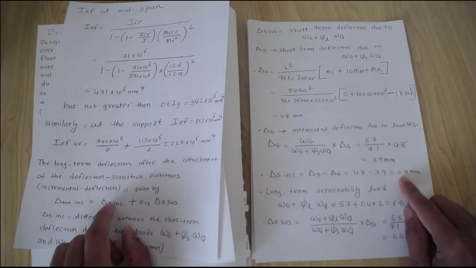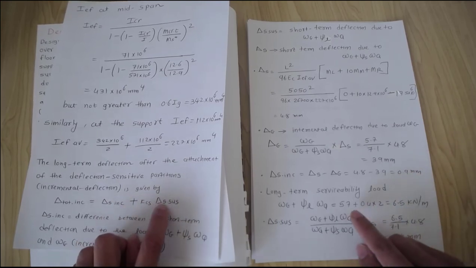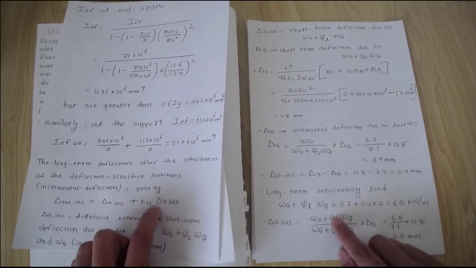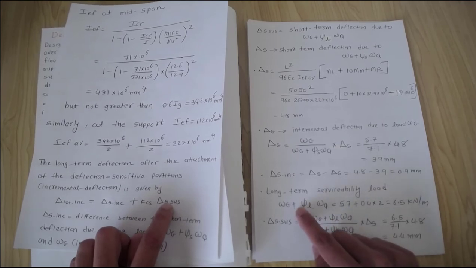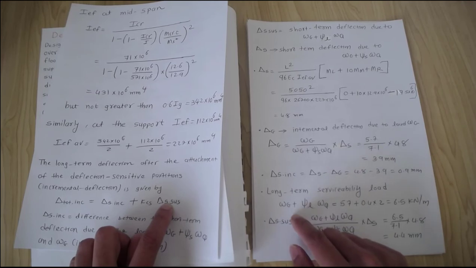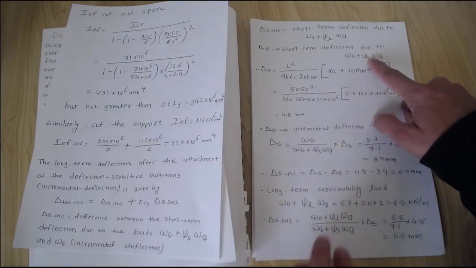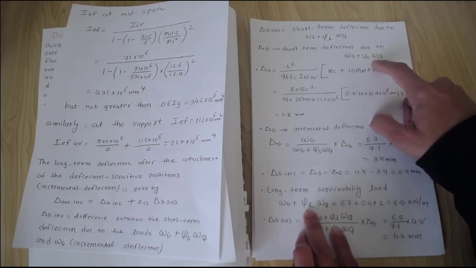That's what we need for this calculation, so we calculate this first one. Now let's calculate this delta sustain, which is the short-term deflection due to the sustained loading. That is called long-term, due to this long-term service load. The long-term service load is the same as the short-term service load, the only difference being psi s and psi l. Psi s is the short-term factor and psi l is the long-term factor.